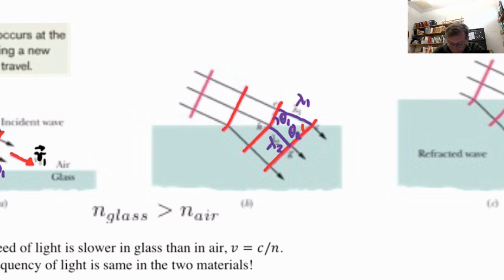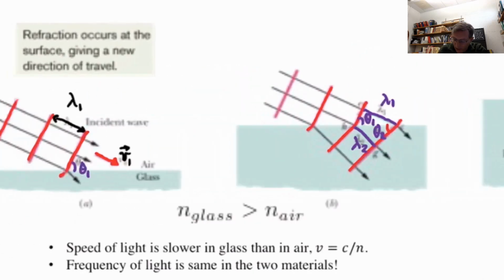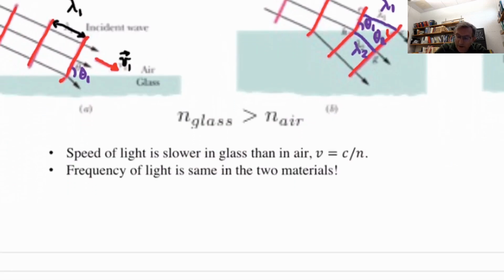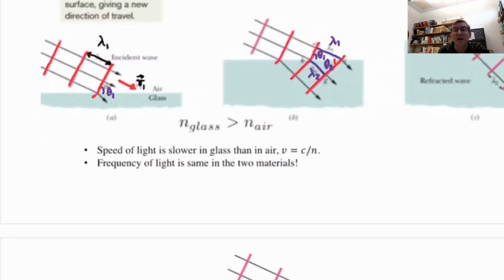In fact, less. Okay? Here's another drawing, basically of the same thing, showing the smaller wavelength lambda 2. Okay, so here's some things we know. As I've mentioned, the index of refraction of glass is larger than the index of refraction of air.